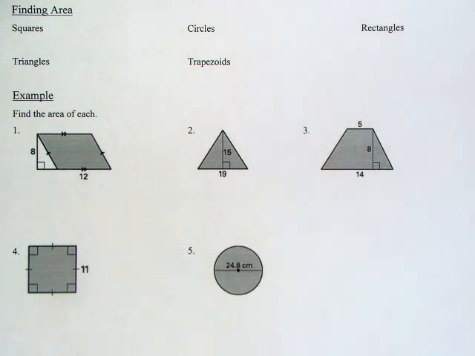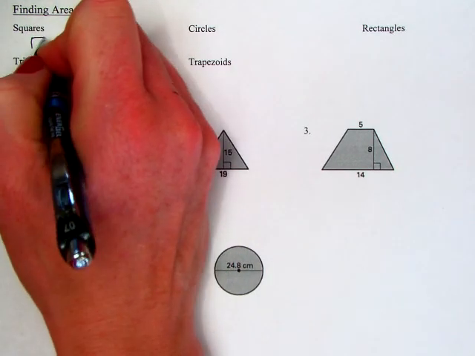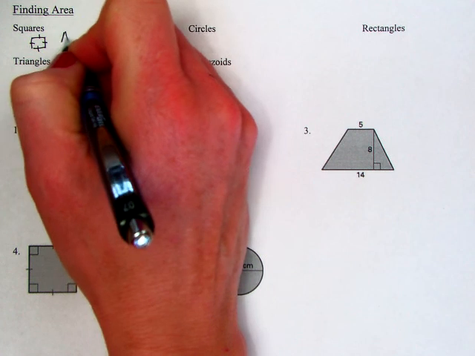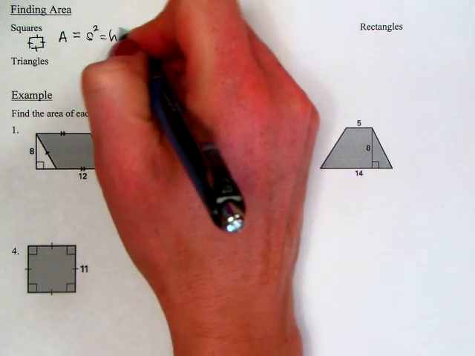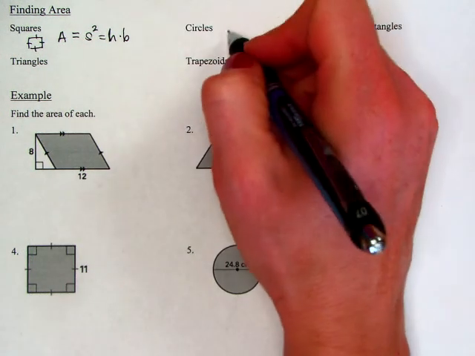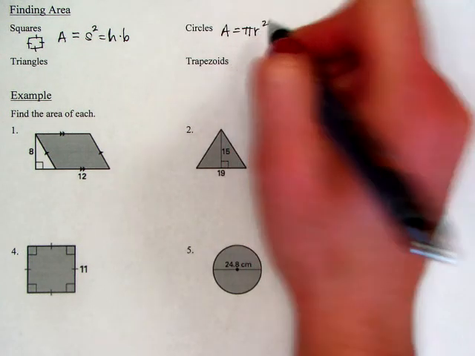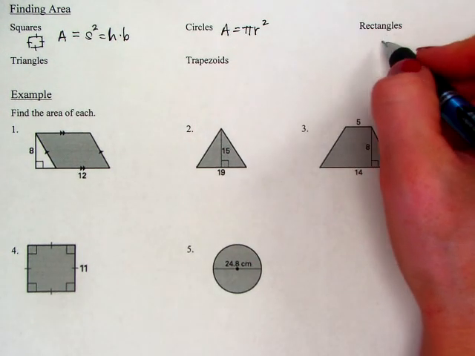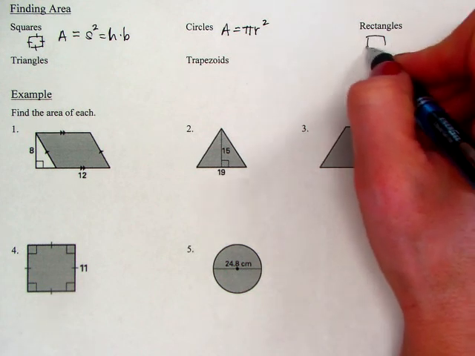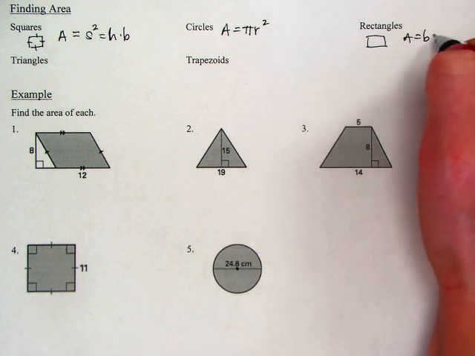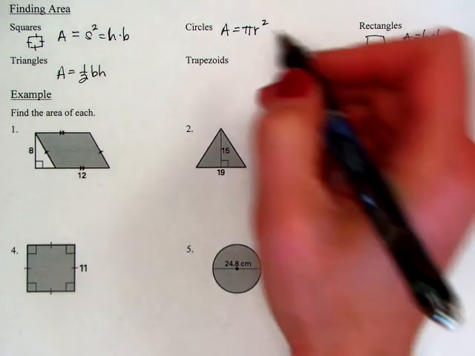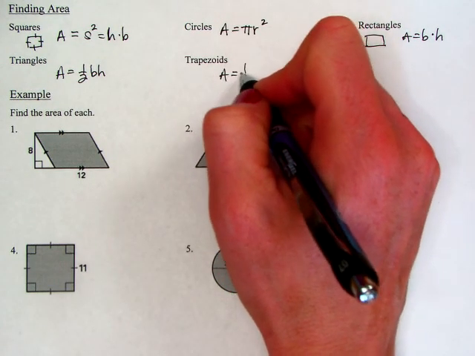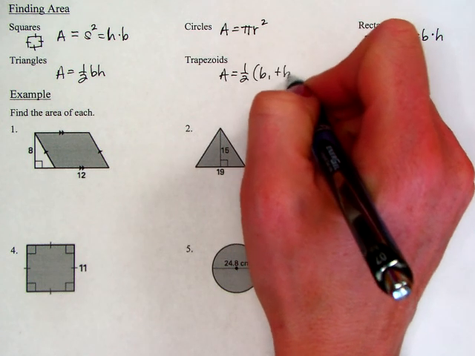So we've got to back up and refresh how to find area again, just in case we forgot. The area of a square, where all sides are equal, is side times side, or side squared. You could also do base times height and get the same thing. Circles, area is pi r squared. Make sure that the squared is on the r and not on the pi. Rectangles are the same as squares, so area is just base times height. Triangles, area is 1/2 base times height. And trapezoids, which we're going to use a lot, are 1/2 times base plus base, times height.